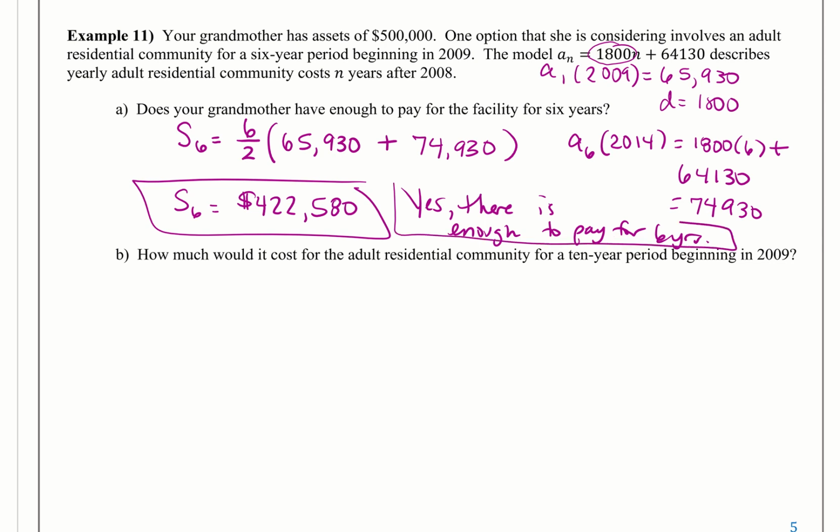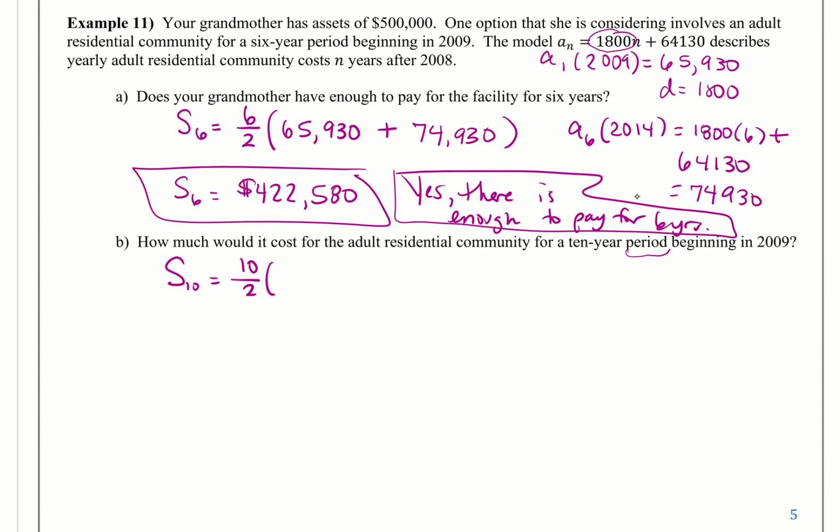All right, so now what we want to find is slightly different. We want how much it would cost for a 10-year period. So this is still a period of time, meaning we're still doing the first year, the second year, and so forth. So this time we're finding the partial sum of the first 10 years. So this would be 10 over 2. We're still starting at a sub 1, as in the year 2009, of 65,930. And then we're adding to that the last term, which would be the 10th term, which would be 1,800 times 10 plus 64,130.